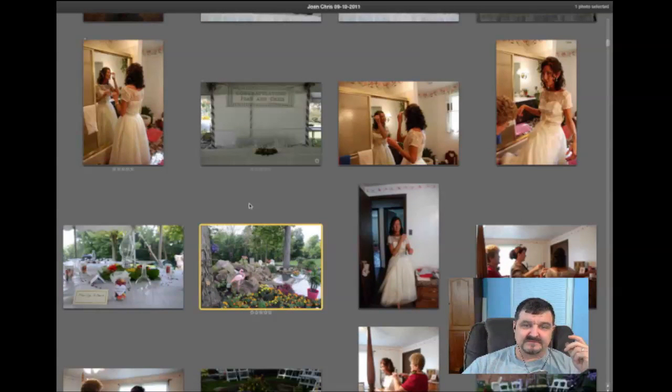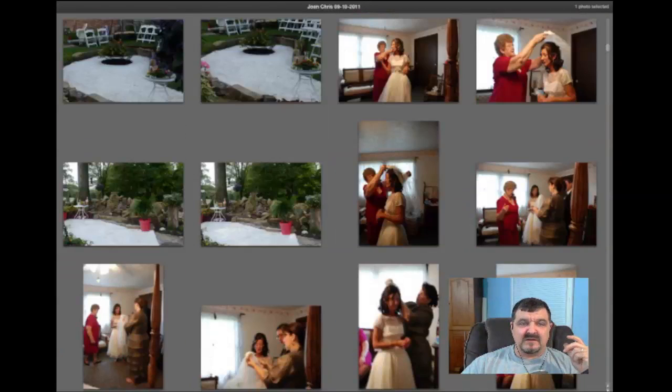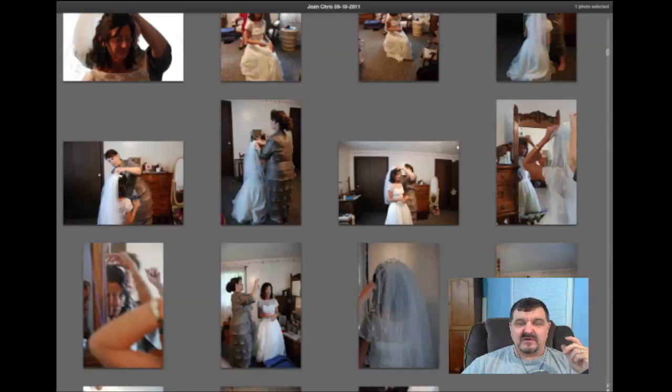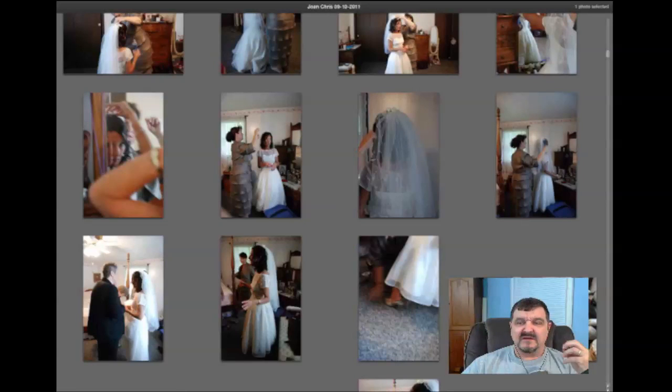Back. And then what you want to do after that part is just capture everything that you can think to capture with them getting ready. And as you can see, we have a ton of pictures here.